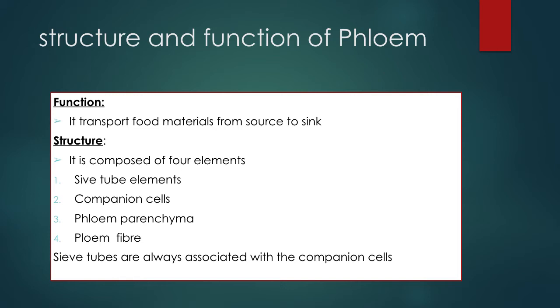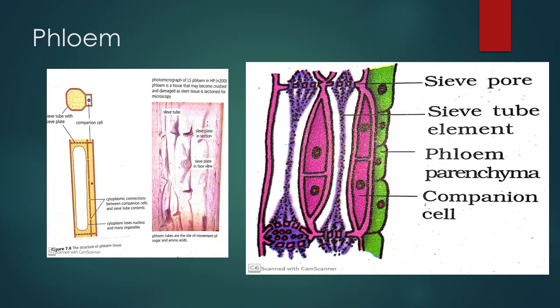Okay, and the sieve tube is an element of a pipe-like structure, like our xylem vessels. And the companion cell is always associated with the sieve tube, so it is named the companion cell. From this picture you can see the companion cell and sieve tube, and the sieve tube has a sieve area or sieve plate with sieve pores, that is this violet color.